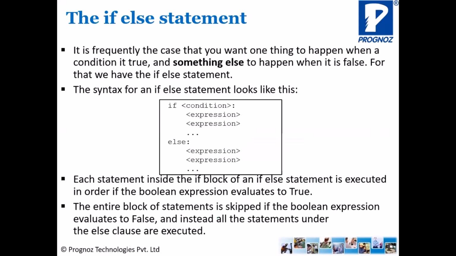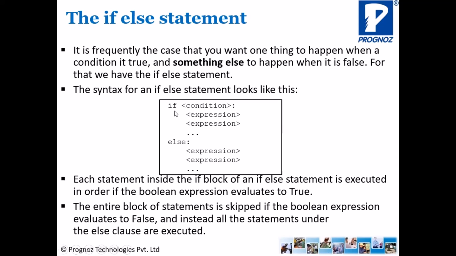Next, the if else statement. If the condition is false, something else should be executed in the other part. If the condition is false, then we have to write the else part. But else is not mandatory, it is optional whenever we are writing it. It is frequently the case that you want one thing to happen when a condition is true, otherwise something else will be executed.